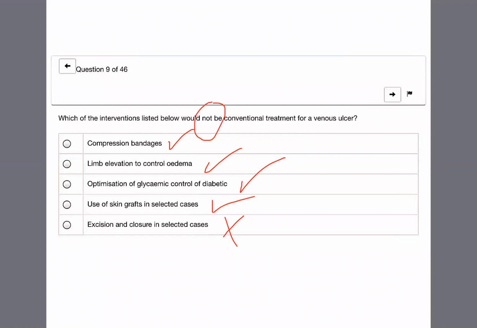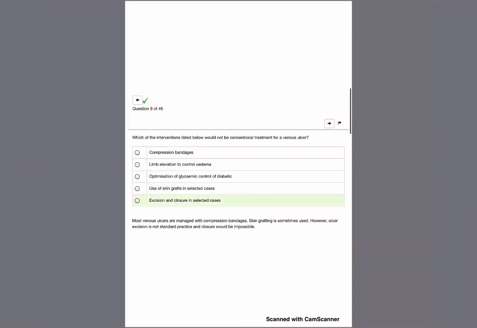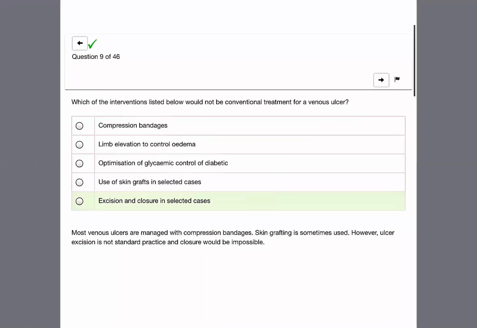So you have a patient with venous ulcer. The patient has chronic venous insufficiency; compression bandage is very common, we do it. Limb elevation to decrease the venous pressure, yes, we do it. Lifestyle modification like glycemic control, blood pressure control, antiplatelet, and sometimes we give blood thinners, yes. Use of a skin graft: sometimes with a big ulcer we use a fresh skin graft, but we didn't see that you make excision and closure. I didn't see that before. So this is the right answer. It will not heal, the stitches will not heal.